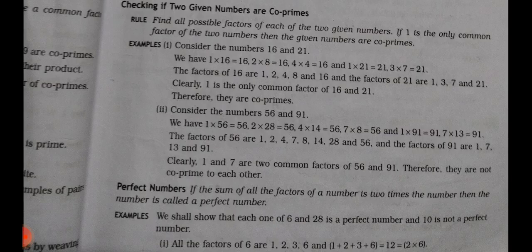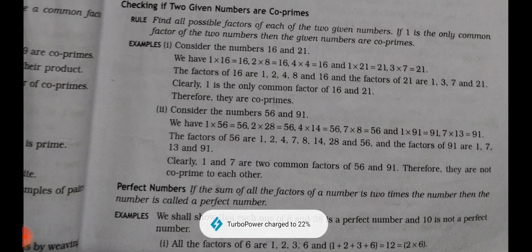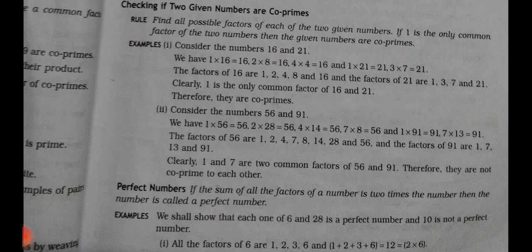Examples. 1. Consider the numbers 16 and 21. We have 1 into 16 equals 16, 2 into 8 equals 16, 4 into 4 equals 16, and 1 into 21 equals 21, 3 into 7 equals 21. The factors of 16 are 1, 2, 4, 8, and 16. And the factors of 21 are 1, 3, 7, and 21. Clearly, 1 is the only common factor of 16 and 21. Therefore, they are co-primes.